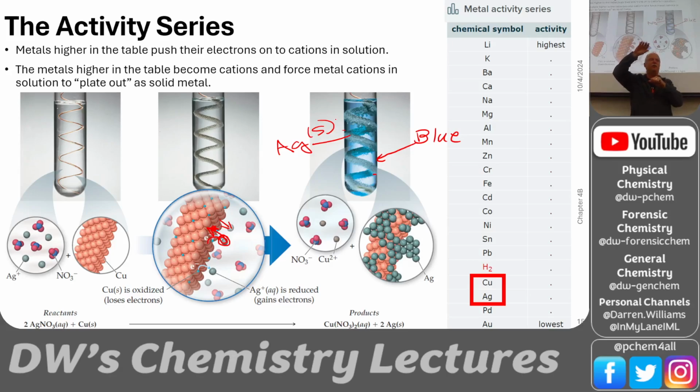Whatever's in solution, the top element on this chart wants to be in solution. The bottom element wants to be solid. So this is saying that if you have copper solid and silver in solution, they're going to swap places because copper's more active. Whatever's more active wants to be a cation. And it's related to how hard they push their electrons onto others.